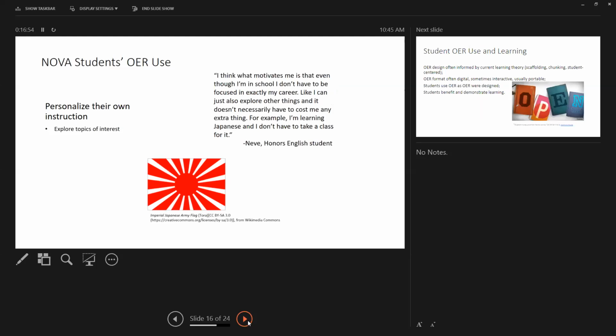Another example, they'll use it to personalize their own instruction to look outside of class, like with honors students. So I'm just showing you examples all the way from an ENF2 student, fundamentals of English before you can even take freshman comp, all the way to an honors English student getting ready to graduate. OER has applications. She's teaching herself Japanese on memorize.com outside of class, so happy she doesn't have to pay for anything to do that.